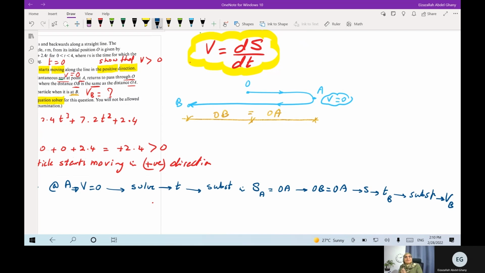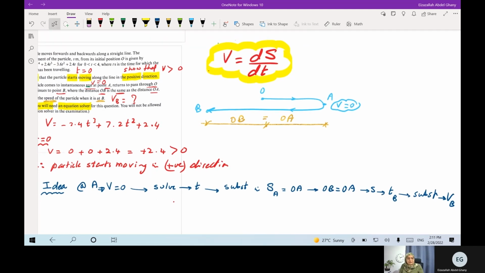Let's say it again. We have already an expression for velocity in terms of t, which is this cubic expression we can see now. If you substitute velocity equals 0, it will give you the time when it reaches A. Then you use the time at A to find the displacement from O to A. But the displacement from O to B is the same as O to A, so you just equate and substitute. But take care, from O to B, of course, it will be negative, not positive.